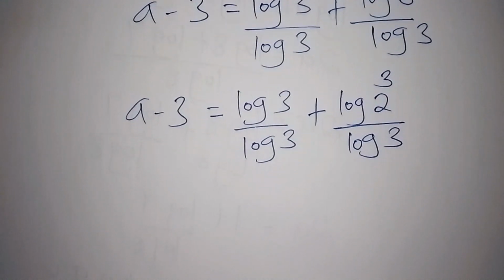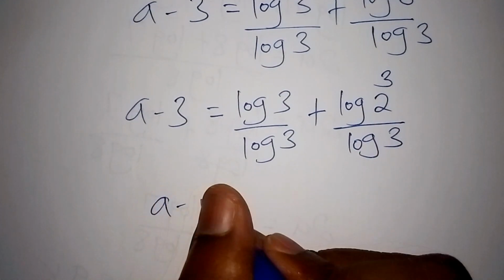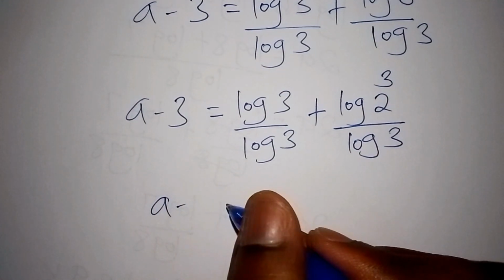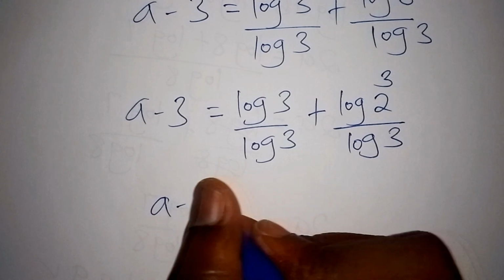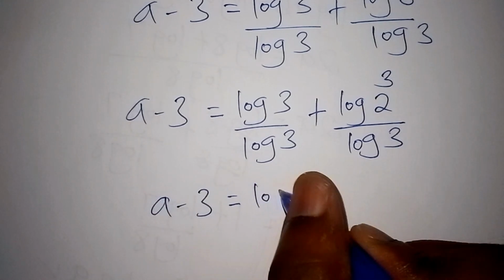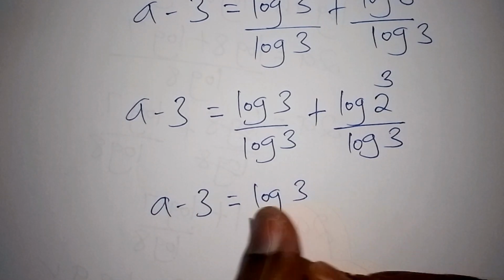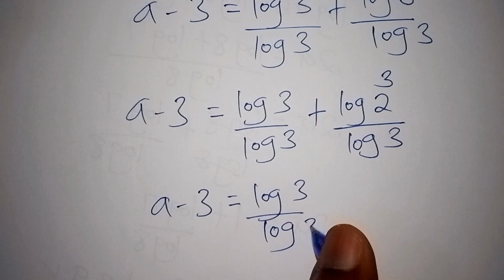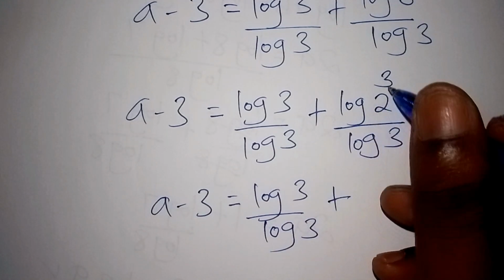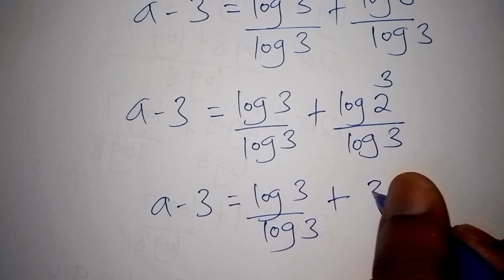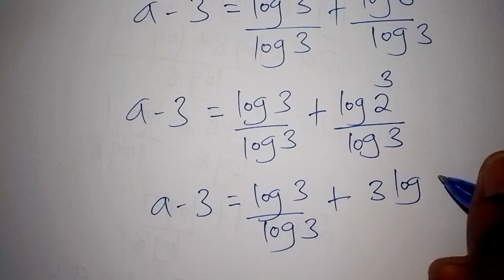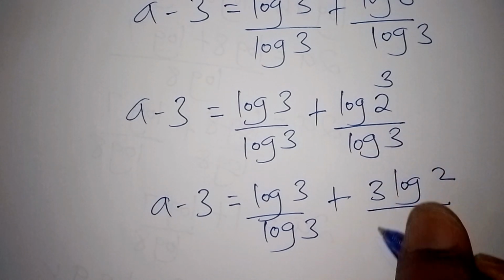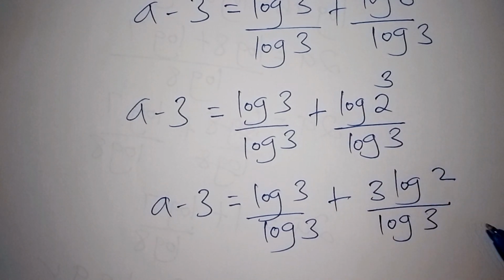So when we rewrite it, a minus 3 is now equal to the log of 3 all over the log of 3, then plus the log of 2 to the power of 3, which gives us 3 log 2 all over the log of 3.